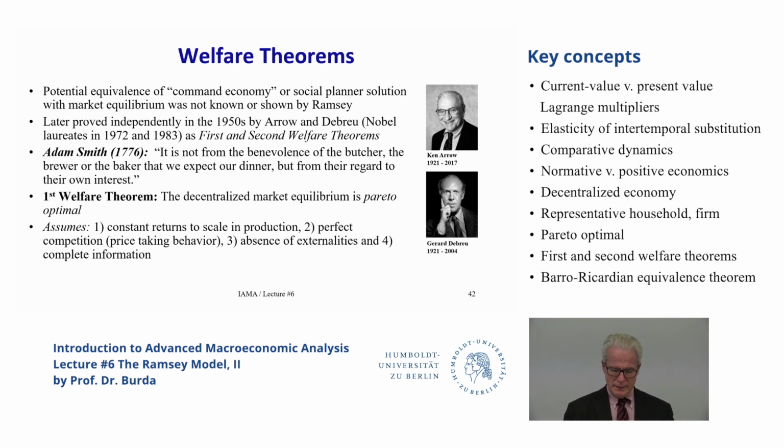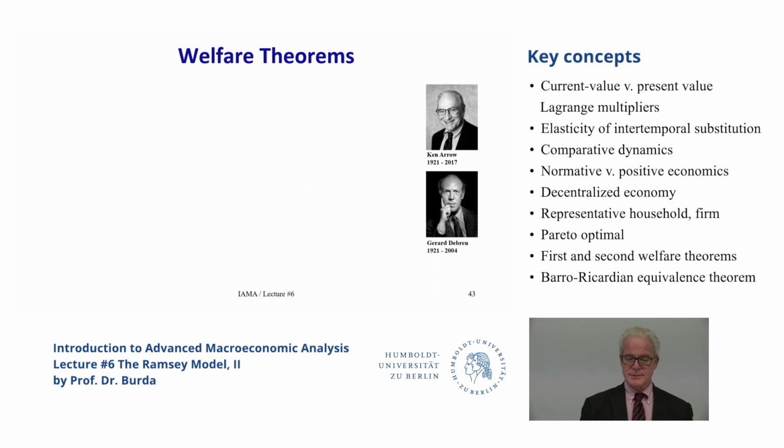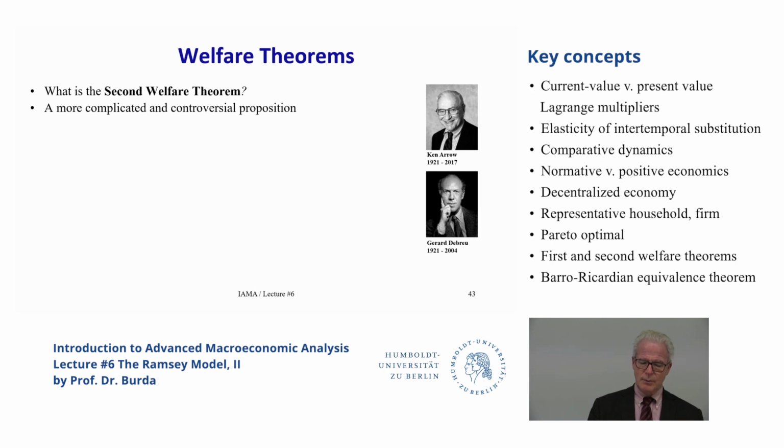So the first welfare theorem requires a lot of assumptions. And you can see that constant returns to scale is just one of them. Perfect competition, absence of externalities, no climate change, complete information. So kind of unrealistic, but nice to know. It's a benchmark. The second welfare theorem talks about the reverse engineering.